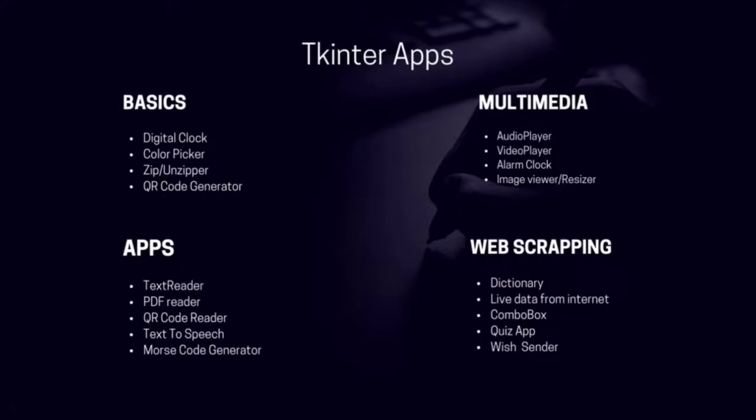Then we'll jump to making the actual applications in Tkinter. We'll start with the basics. In that, we are going to learn how we can make a digital clock and color picker in Python. And then we will make a simple application with the help of which we can zip and unzip.